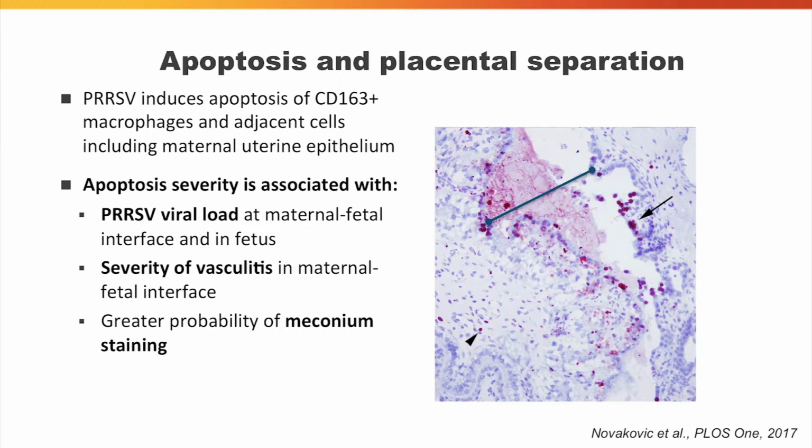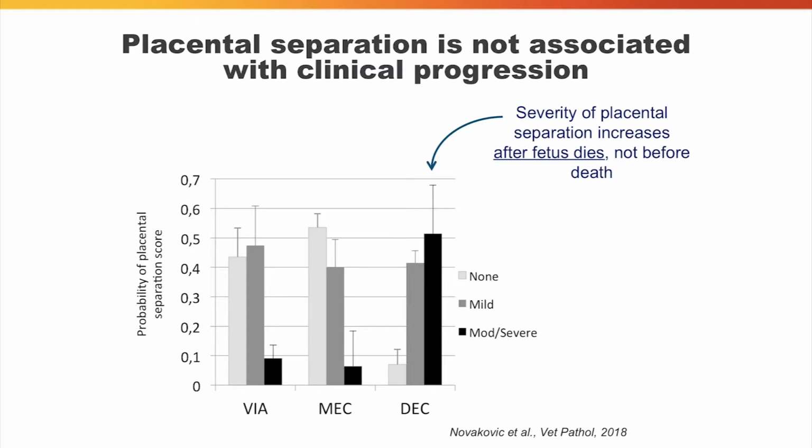We know that apoptosis is related to severity of PRRS, so higher viral load, more severe vasculitis, and a greater odds of the fetus being meconium stained. But we were still unsure of whether placental separation is associated with apoptosis, and that'd be a very nice explanation for why fetuses die. Simply, the placenta separates because of apoptosis caused by PRRS, and everything goes away. All we have to do is stop that process, and PRRS would go away. Not quite so easy.